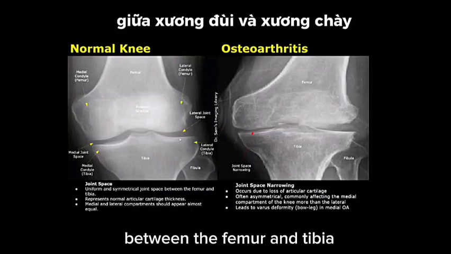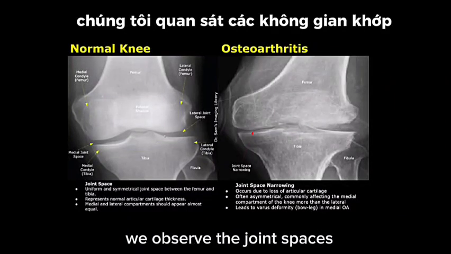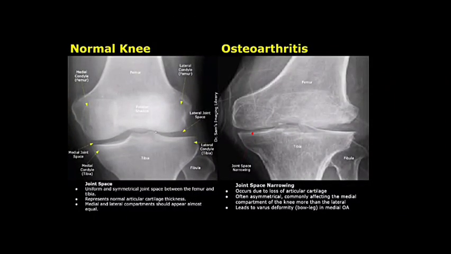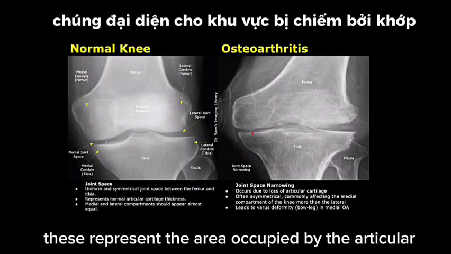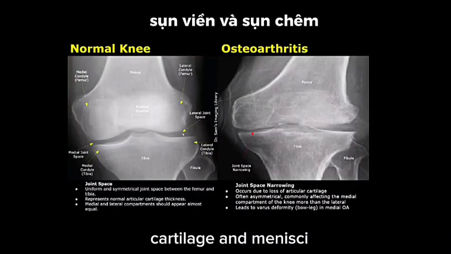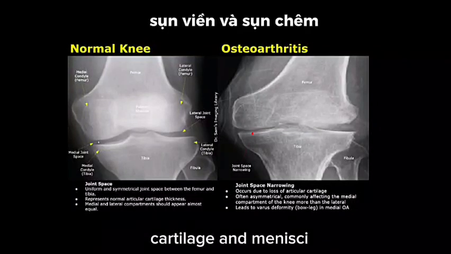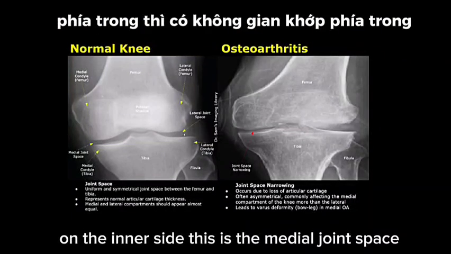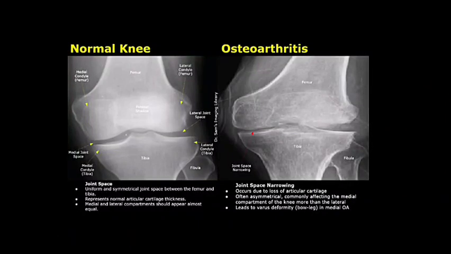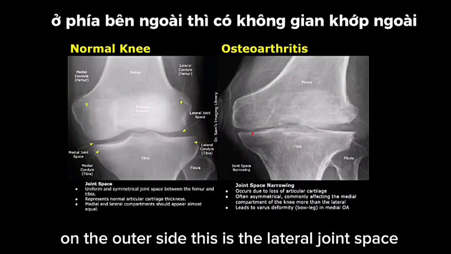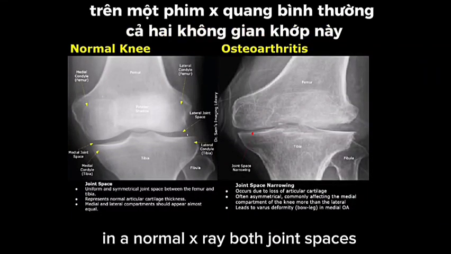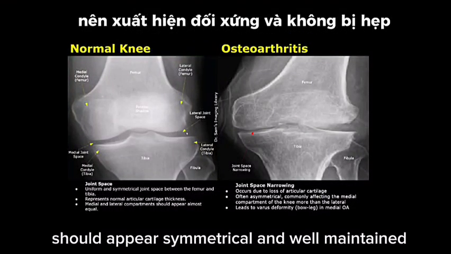Between the femur and tibia, we observe the joint spaces. These represent the area occupied by the articular cartilage and menisci. On the inner side, this is the medial joint space. On the outer side, this is the lateral joint space. In a normal X-ray, both joint spaces should appear symmetrical and well maintained.